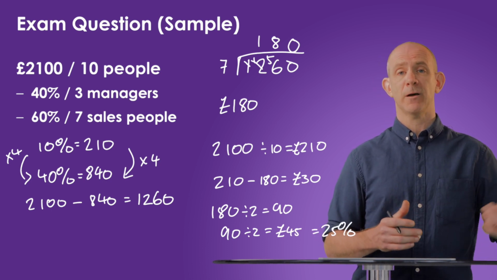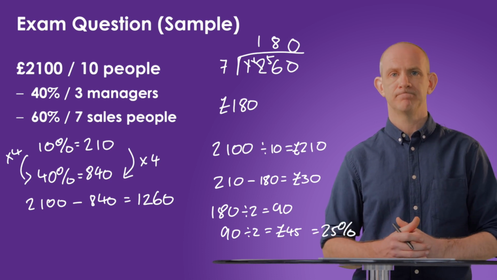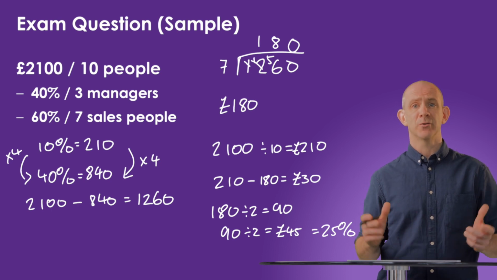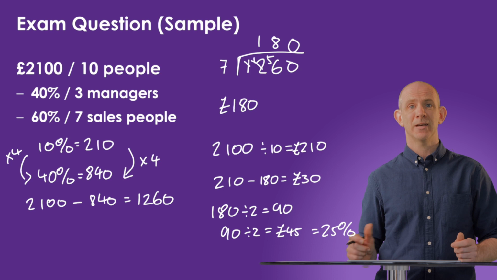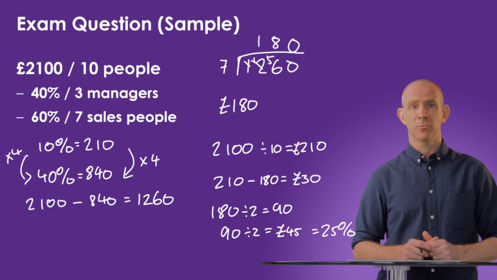So the answer is he's not going to get 25% more. He's going to get £30 more, which if we used a calculator would be about 16%. That means he's incorrect in stating he'll get 25% more if the bonus was split equally amongst all the staff, as 25% would be £45, and he's only going to get £30 more.